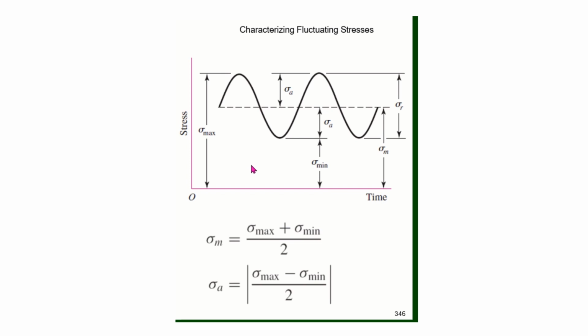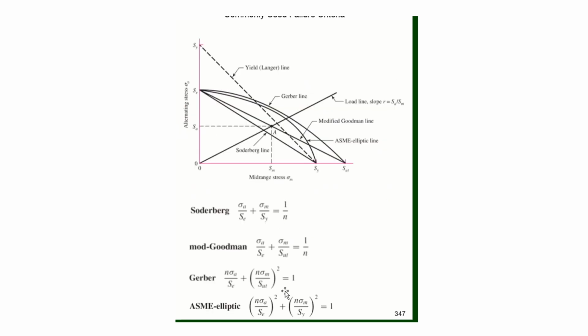To compute the alternating stress, we take the maximum value here and we subtract the minimum value, and then we divide that by 2 to get the alternating stress component. And the way we solve these problems is to break them into the mean and the alternating components and essentially solve two problems. The failure envelopes for these curves is given on this page here.